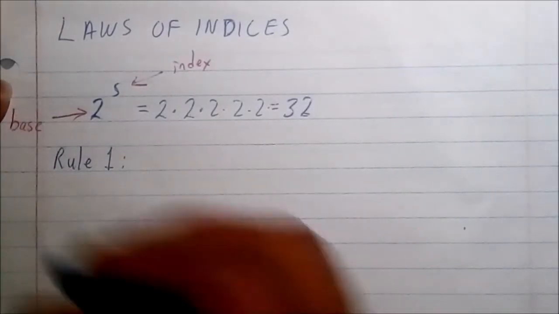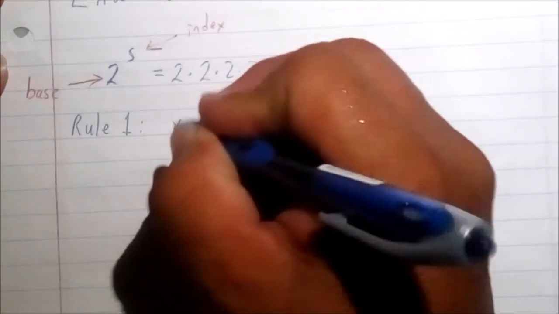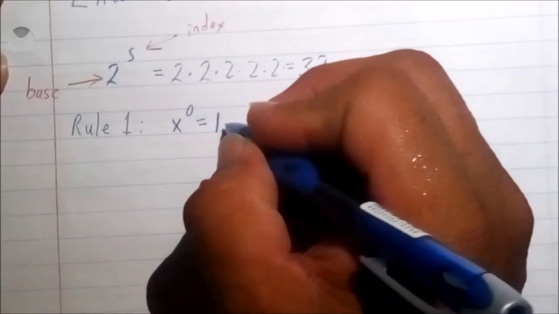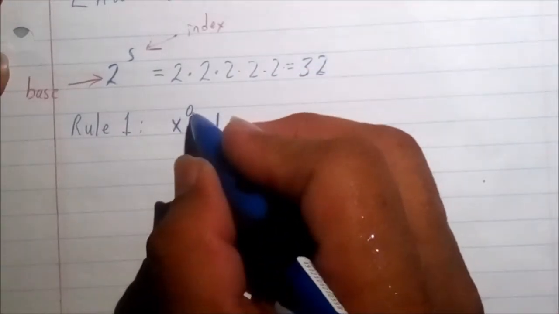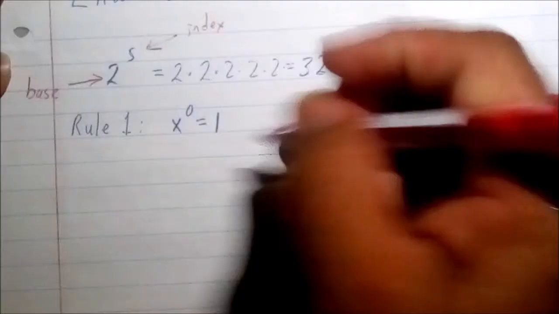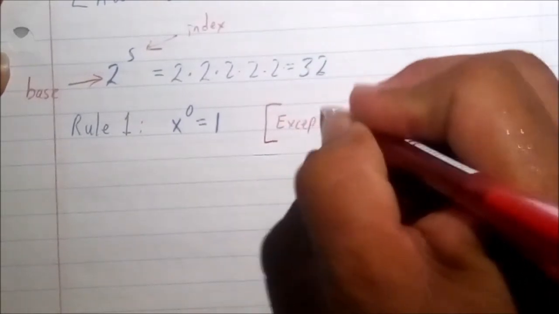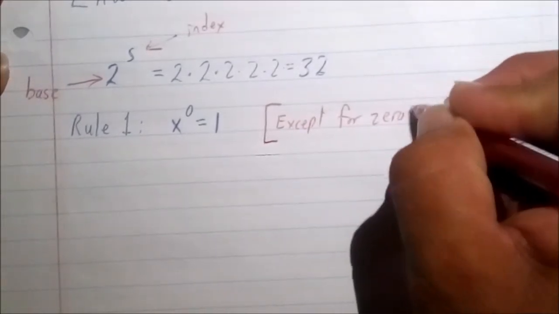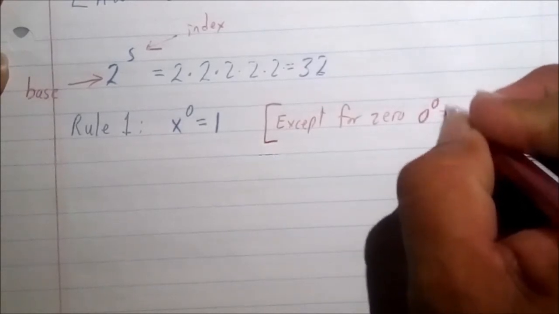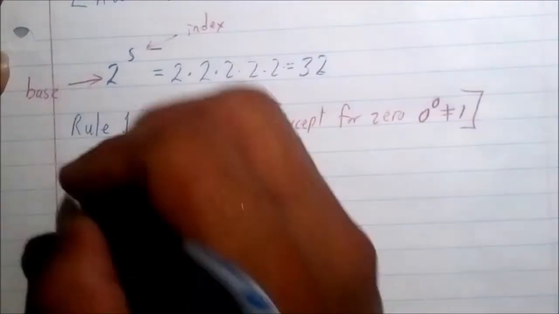So now the first main rule in indices is that a base x to the 0 power is always equal to 1. So anything to the 0 power is 1, whether this base is in brackets and raised to a 0 power, or whether this is a negative value raised to a 0 power, with the exception, there's one exception to this rule, except for 0. For example, if you have 0 raised to 0, that is not equal to 1. That's the only exception.